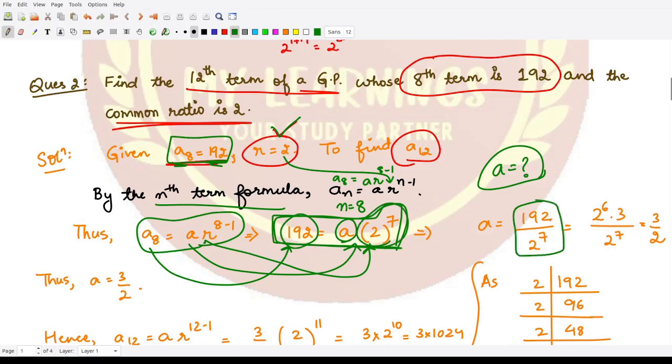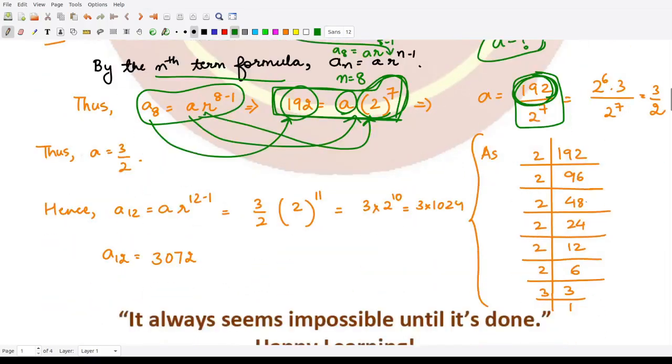In order to see the prime factors, we will perform the prime factorization of 192. It would give you six 2's and one 3. So you can write it as 2 raised to power 6 multiplied with 3 raised to power 1. You may write 2 raised to power 7 as 2 raised to power 6 into 2 raised to power 1. So the 2 raised to power 6 cancels, and you are left with 3 raised to power 1 and 2 raised to power 1, which is 3 by 2. So we have obtained the value of a as 3 by 2.